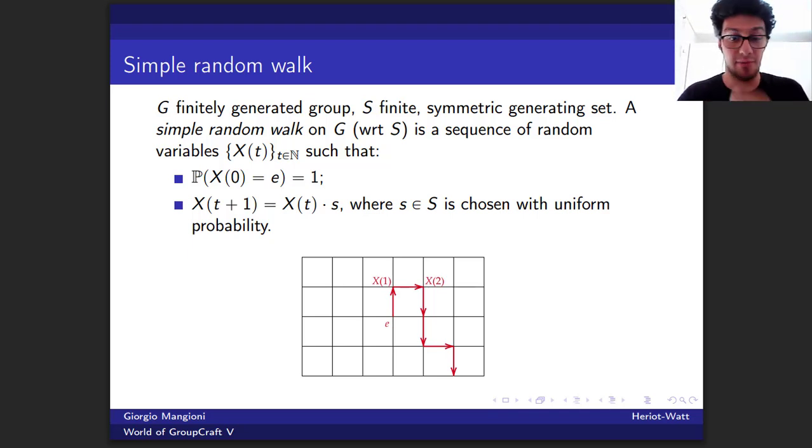So in the picture we have a random walk on Z squared, for example, with the standard generating set. So you start at the identity, then at time one you choose one of the four adjacent vertices and you move there, then you forget what you did before and you move again, and so on and so forth. And it's possible that you backtrack, of course.